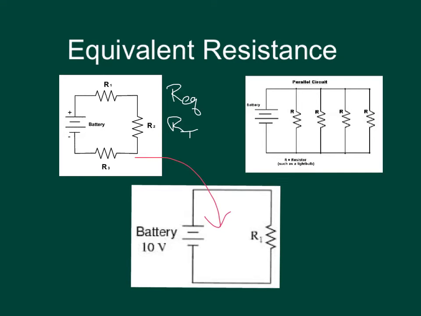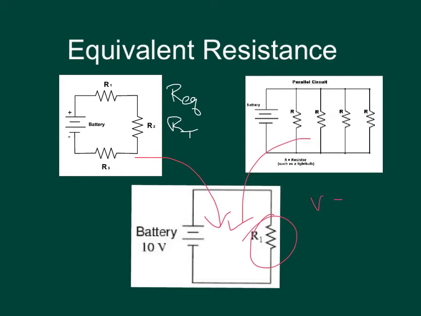And that's what we want to do, is we want to boil this big one down here, that is our series circuit, or this big parallel circuit. We want to boil them down into one resistor. So there's only one resistor.